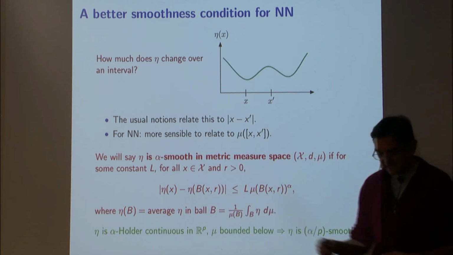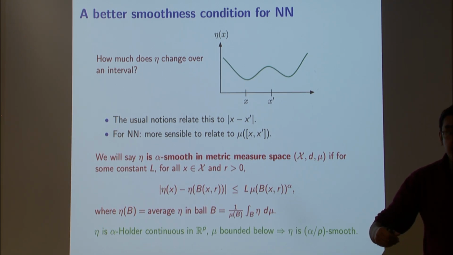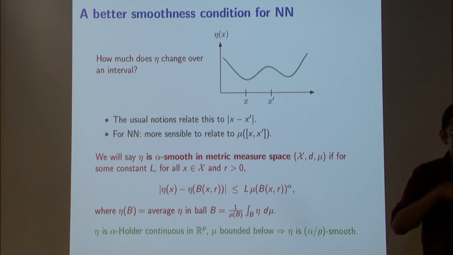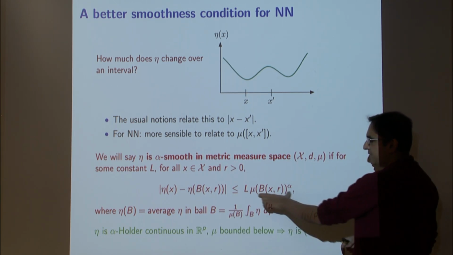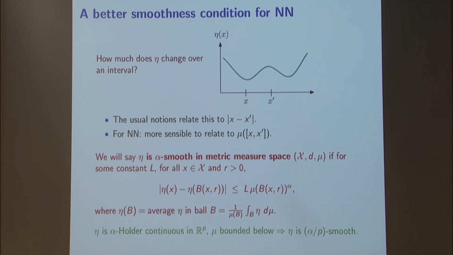So what this is saying is that you look at any point x, and now you grow a ball around it of radius r. And you compare the bias at x to the average bias within that ball. And somehow it should be bounded by the probability mass of the ball. So as you grow a ball around x, the amount by which the bias changes should depend not on the radius of the ball, but the probability mass of the ball. It's literally just a direct translation of that idea.